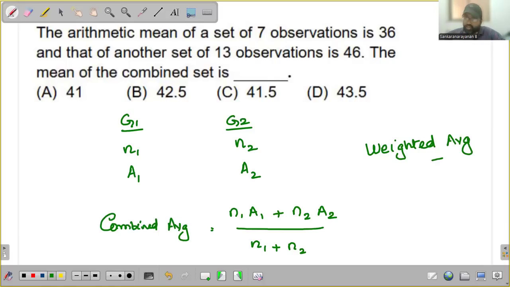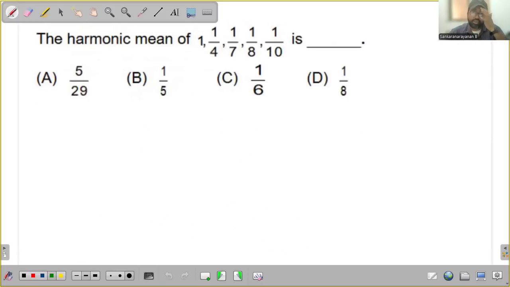Both terms are equally important, so just be familiar with them. Here, option B reads 42.5. That is my answer, and that brings conclusion to our question number 5. Now, let us consider the next question.